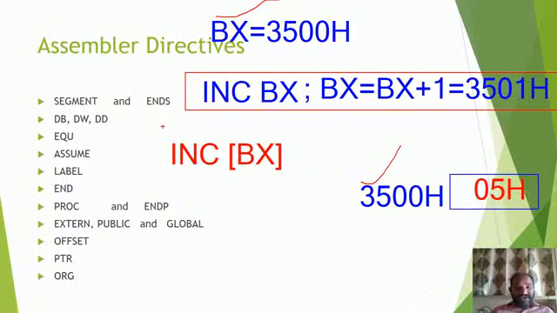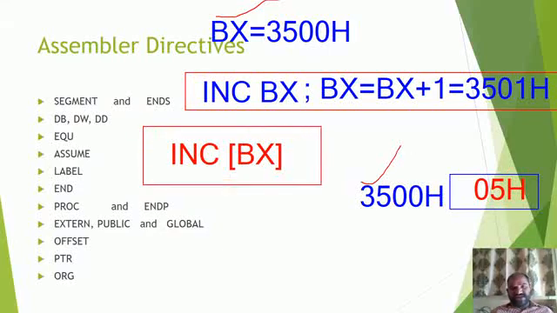But if you are doing like this, as per your analysis, INC square bracket BX means you are thinking that the BX content is indicating 3500H, and that particular 3500H is used as a memory location. Whatever value is there in that memory is going to be incremented by 1. Up to your knowledge, it is right, but actually this is wrong. When you are mentioning it like this, the assembler gets confused.